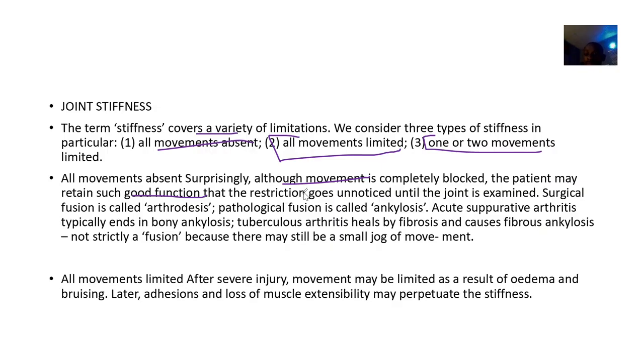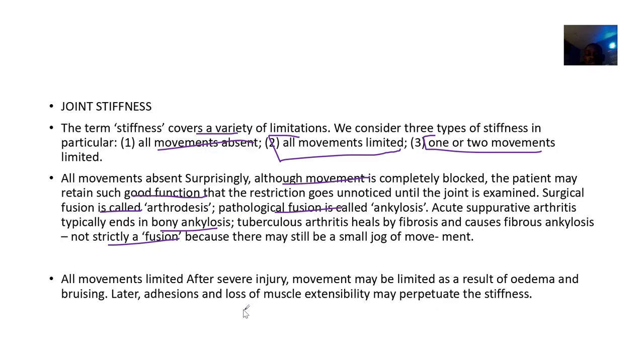Okay, so surgical fusion is called what? Arthrodesis. Pathological fusion is called what? Ankylosis. So acute suppurative arthritis typically ends in what? Bony ankylosis. Tuberculosis arthritis heals by fibrosis and causes fibrous ankylosis, not strictly a fusion, because there may still be what? A small jog of movement.